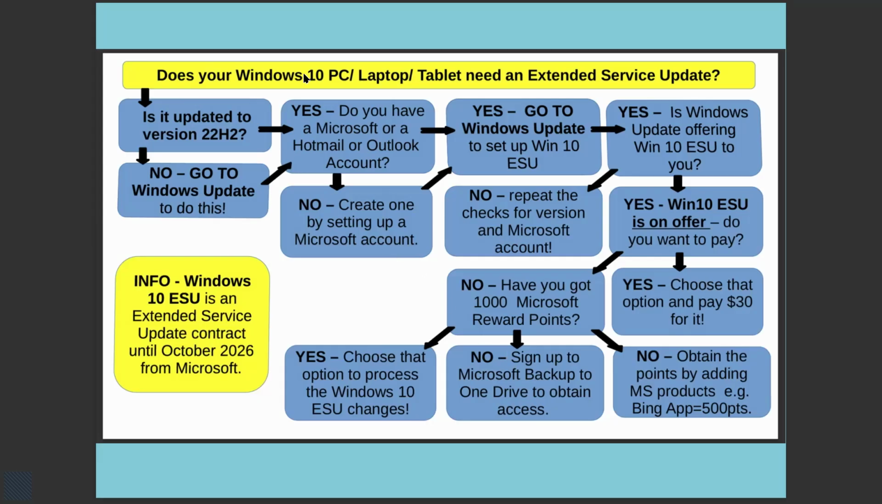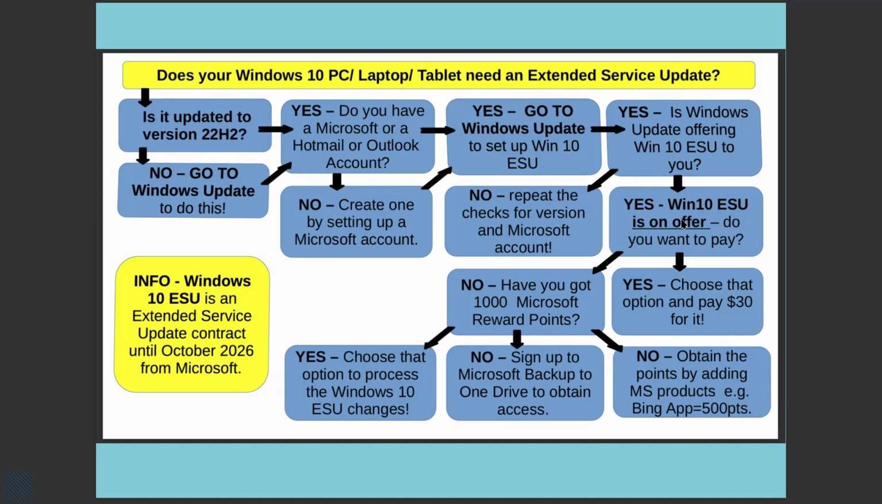So here we have a Windows 10 PC, laptop or tablet that needs the ESU update. First of all, is it updated to version 22H2 already? No, go and do it. Do you have a Microsoft Hotmail or Outlook account? No, go and do it. Set one up. Finally, go to Windows Update to set up Windows 10 ESU. Is the Windows Update offering you 10 ESU? If it isn't, you need to repeat the checks that we made earlier.